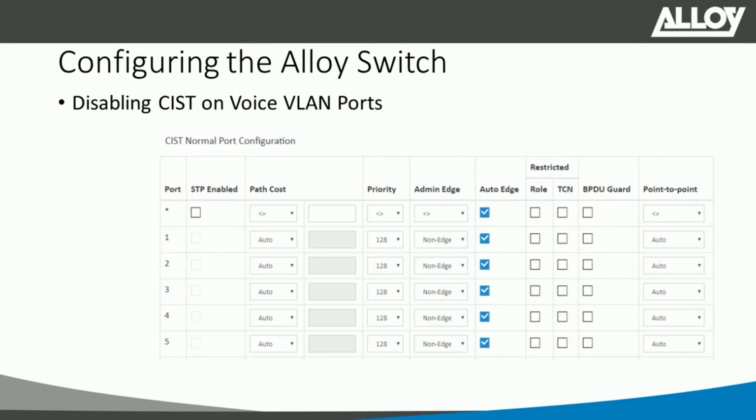You log into the GUI of the switch, put in the admin credentials, and go to configuration, spanning trees, so CIST ports. Under the heading CIST normal port configuration, which is what you can see here, you disable the ports that you wish to use for the voice VLANs. You uncheck the STP enable option, and then you just select save.